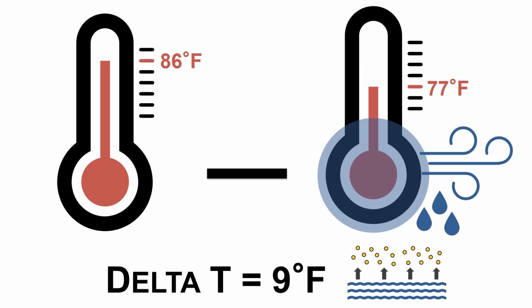evaporation that occurred was able to cool that wet bulb down even more because the air had a greater evaporative ability. So the greater the delta T, the greater the difference between these two temperatures and the greater the evaporative capacity of the air.